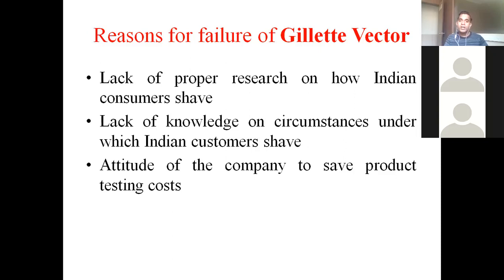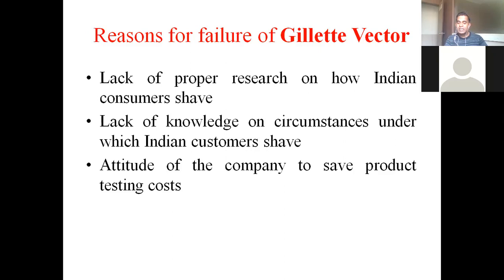Okay, so what can we explain? For the first 2 points, the information is there in the caselet. What knowledge did Gillette not have about the poor Indian customer's shaving habits? What information did Gillette not have about how they shave, or under what circumstances poor Indian customers shave?